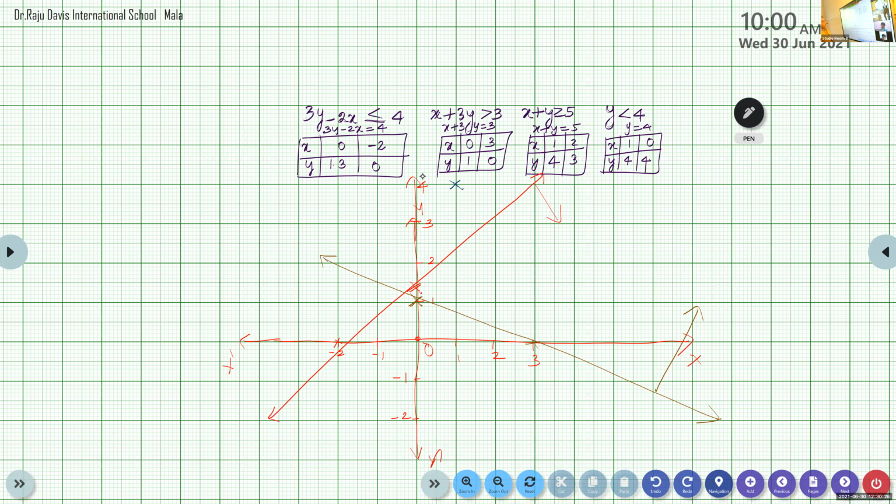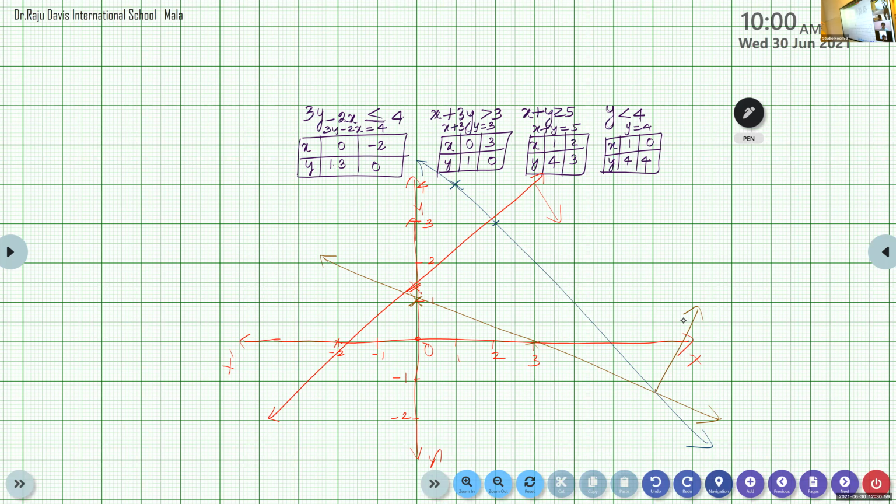Is it above or below? When you put 0, 0, Aishwarya, will it be lying below the line or above the line? Below. 0 is greater than 5? My equation is wrong. So, if you put 0, 0, 0 is greater than 5 is false. It is not satisfying. That means above this line, isn't it? So, for these two lines, it will lie above, and for this one, to the left.